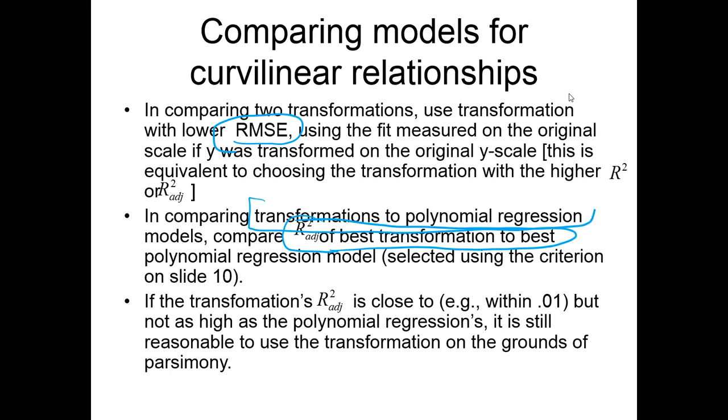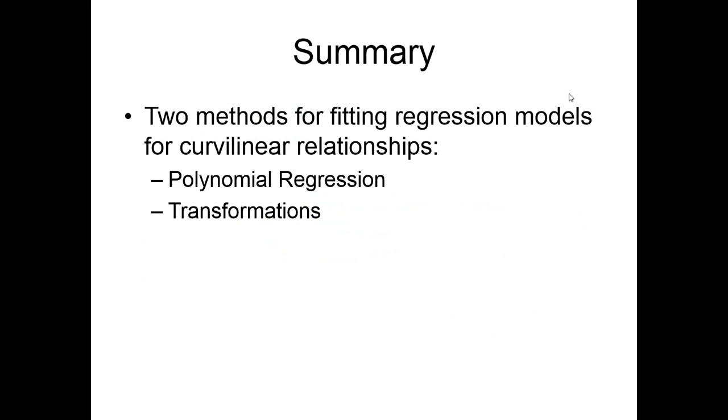R square is the best to compare with when you are comparing transformation to polynomial regressions. There are two types of models that we learned: one is doing transformation, and the other is polynomial regressions. But the way you compare them is through their respective R square values. First, just to summarize, we just learned two methods to fit regression models for data that has a curvilinear relationship between variables. The first one is fitting polynomial regressions with different orders of the explanatory variables, and the second one is doing transformation.